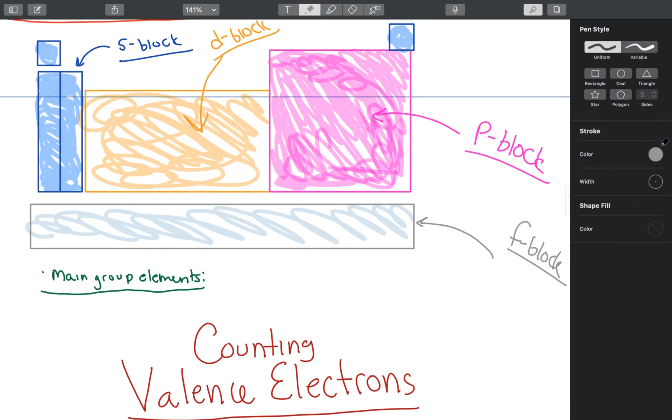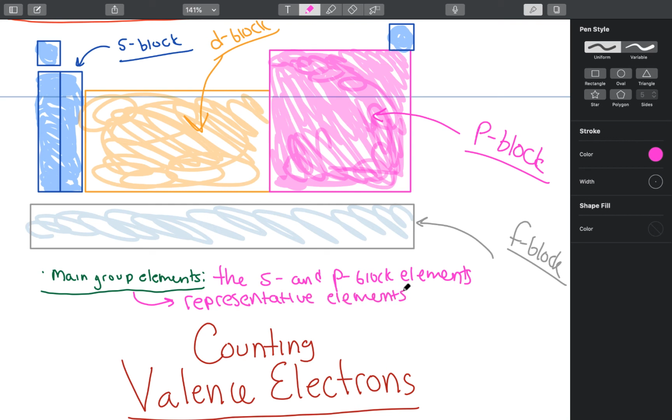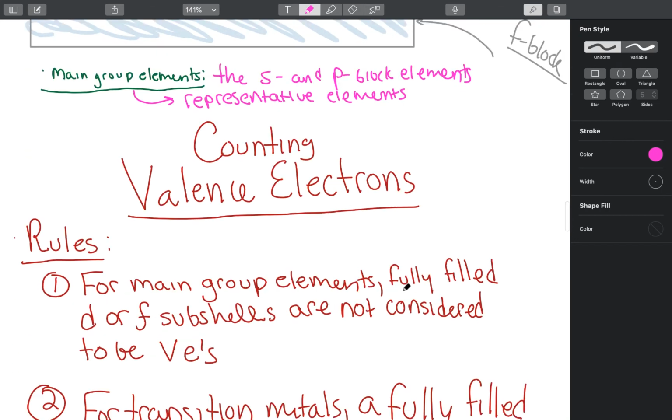So the S and P block elements actually have a special name, and they are referred to as the main group elements. So the main group elements are the S and P block elements. So that's just another name for the S and P block elements. And they're also referred to as the representative elements as well.